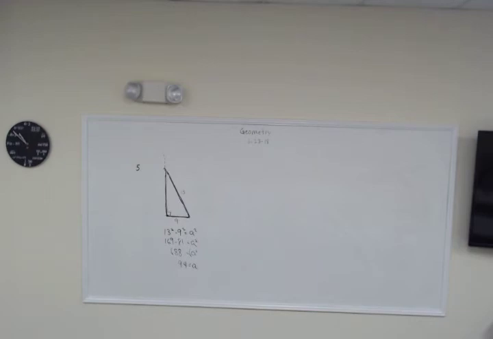Marissa, what did you get? 9.8. Very good, very good. So, for number 6, a 10-meter ladder leans against the tree. So that's your C, the hypotenuse. The square root of 96 is about 9.8 meters, from the base of the tree to the bottom of the ladder. Oh, okay.